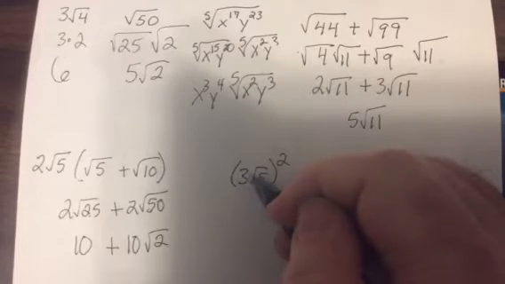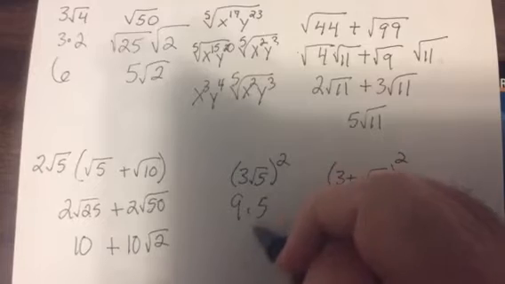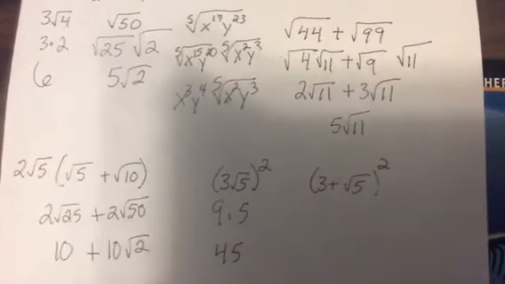This one, no plus or minus, so you just square both terms. So it's 9 times 5 is 45.